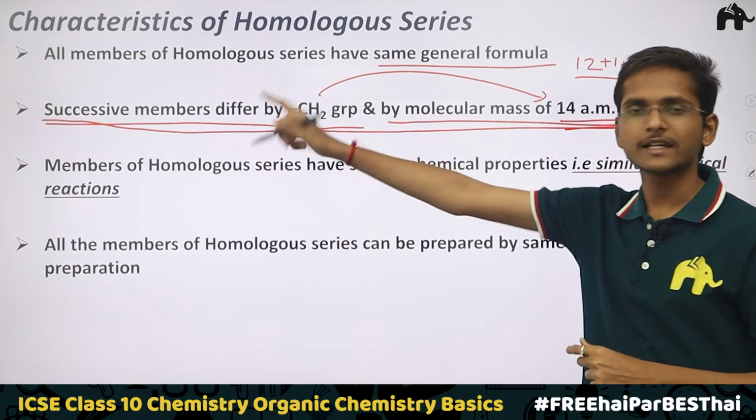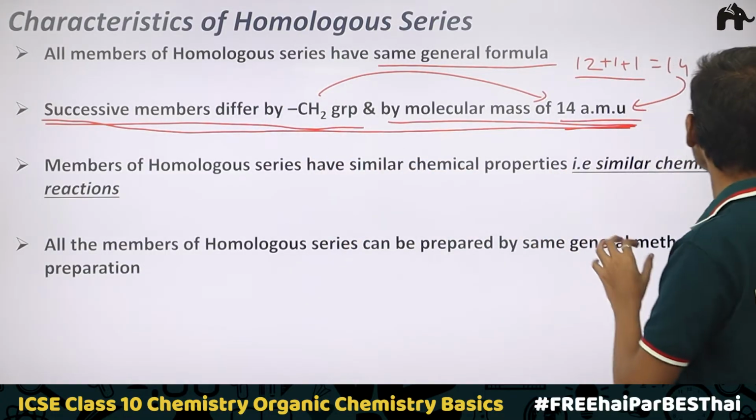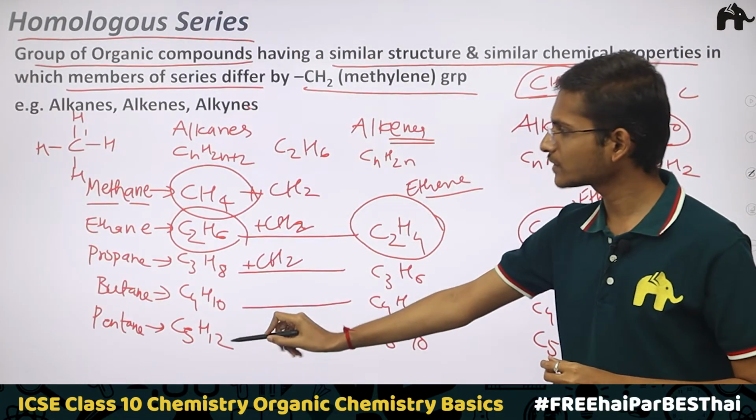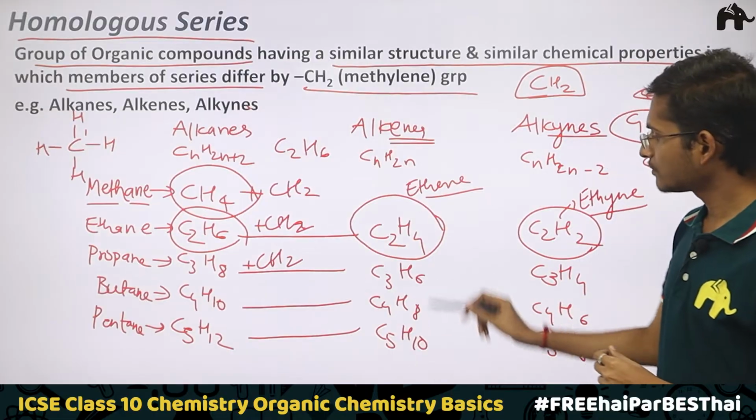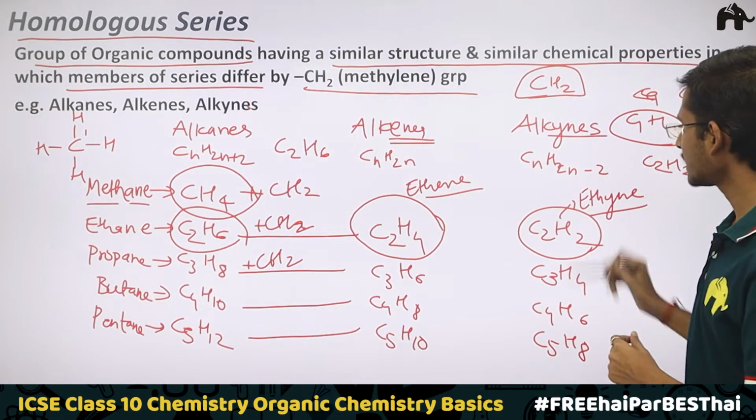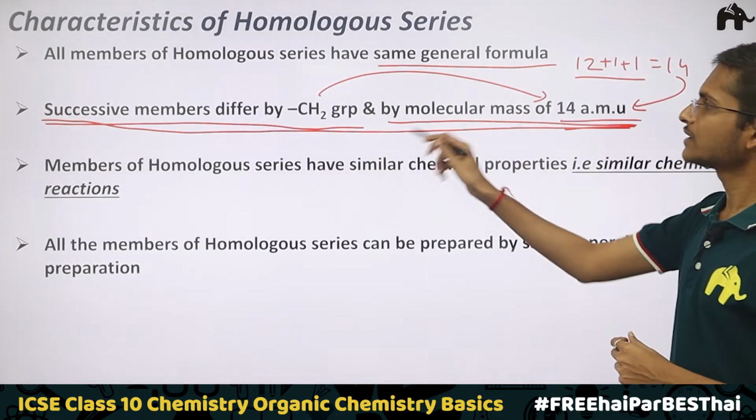Now, first, all members of a homologous series have the same general formula. We have just seen this with alkanes. These are the members of the homologous series, and they have the same general formula. Very easy. First one, done.